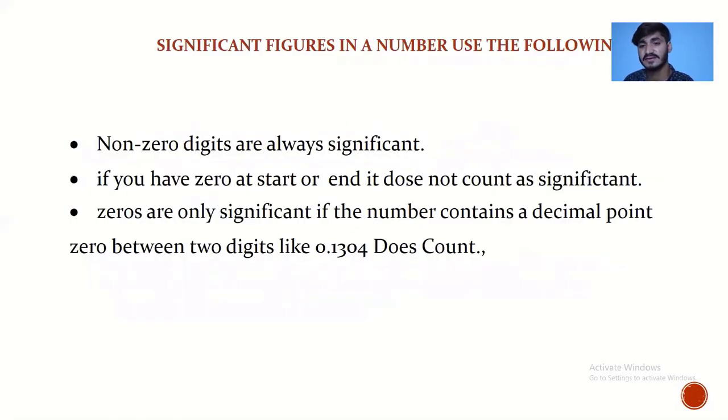Significant figures in a number follow these rules. Non-zero digits are always significant. If you have a zero at the start or end, it does not count as significant. Zeros are only significant if the number contains a decimal point, or a zero between two digits, like 1304, which does count.